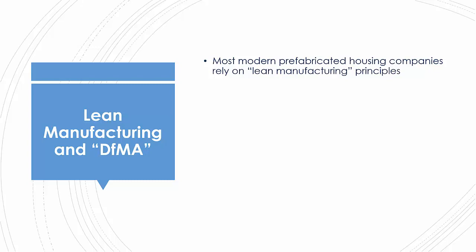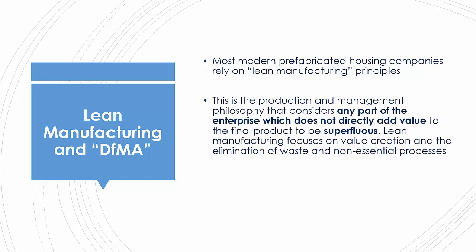Most modern prefabricated housing companies rely, at least to some extent, on lean manufacturing principles. And what is lean manufacturing, in case you've forgotten from your E1 studies? This is the production and management philosophy that considers any part of the enterprise which does not directly add value to the final product to be superfluous. In other words, it is not necessary. Lean manufacturing focuses on value creation and the elimination of waste and non-essential processes.